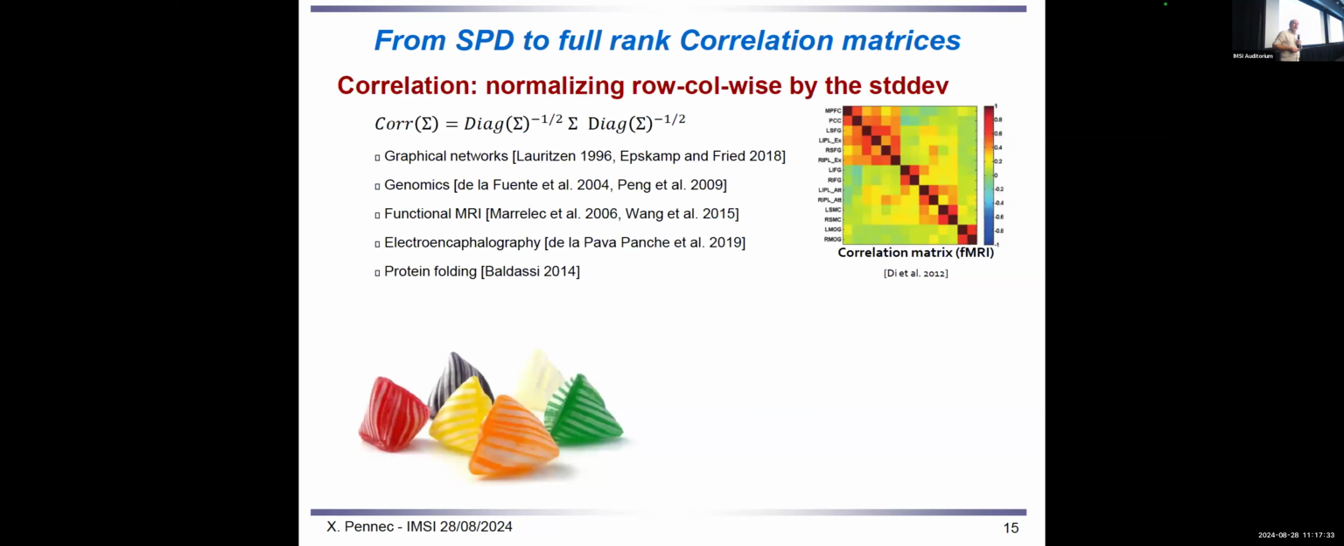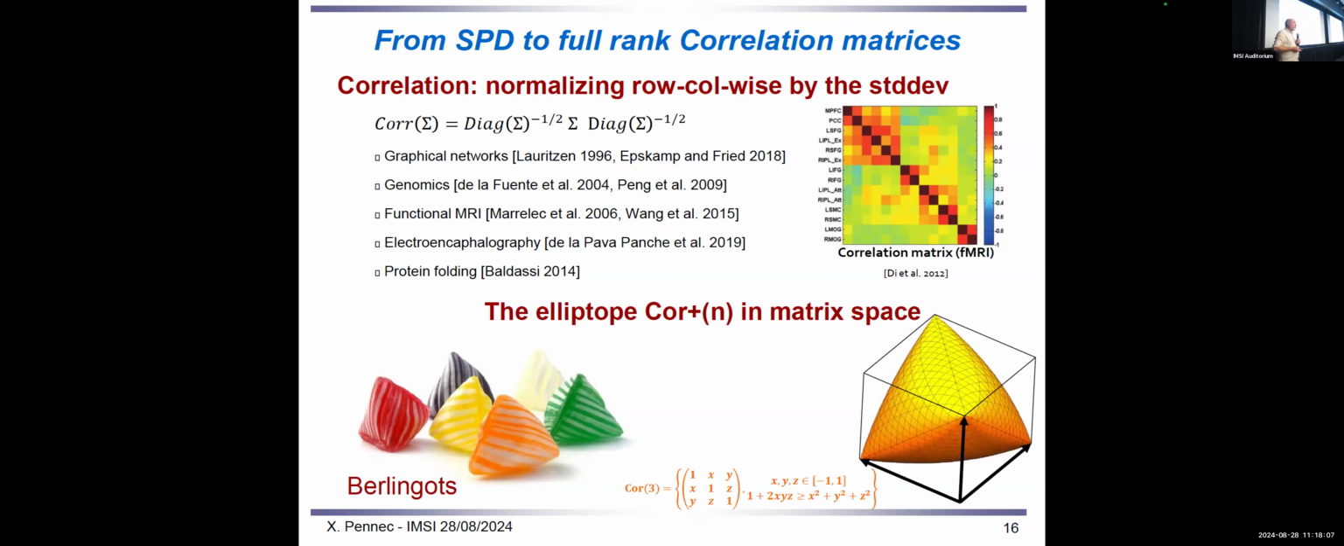And I want to go to the correlation matrices, which is maybe the new part of what we're doing. So usually, in fMRI analysis for instance, we get the correlation between two regions, but the variance is a variable of non-interest. So basically we want to normalize by the diagonal. We normalize by the diagonal on both sides here. And this is something that is done in many different areas of data science. And if we look at the space in which we end up, this is for the 3x3 matrices, the space of correlation matrices.